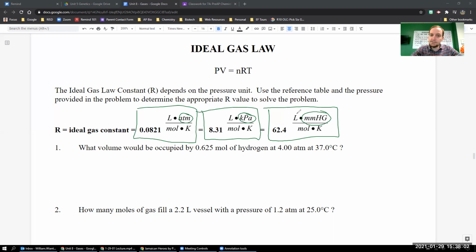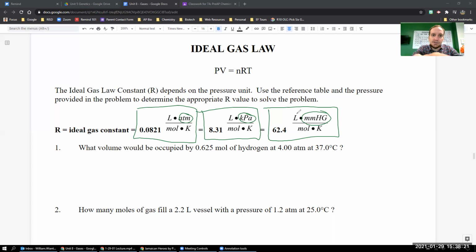Now, what that also means is that you're never going to be asked to actually solve for R because R is a constant. Why would they ask you to solve for a constant? So that will always be known, but never really provided in the question. You just need to know what it is and where to find it. So that takes me to my next point.